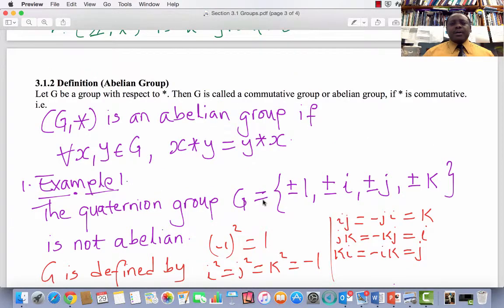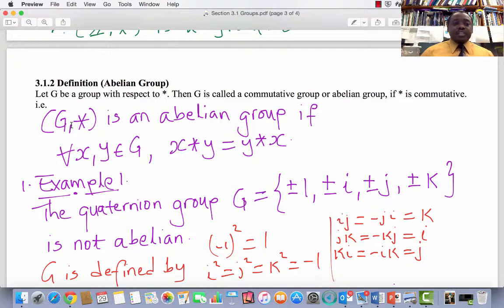I did mention above that commutativity is not one of the conditions that must hold for a given set to be a group. But there are several groups that are commutative, and these groups have a very special name. Let G be a group with respect to the binary operation star. Then G is called a commutative group or an abelian group if star is commutative. In other words, if G is commutative under the operation star, then we call G an abelian group.